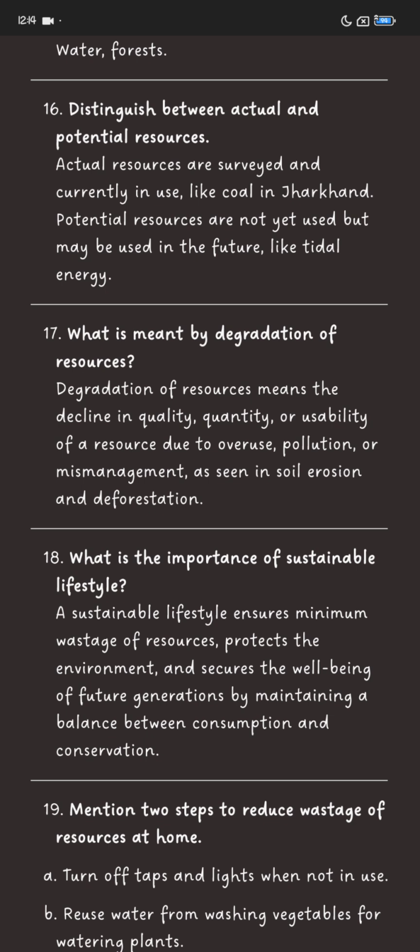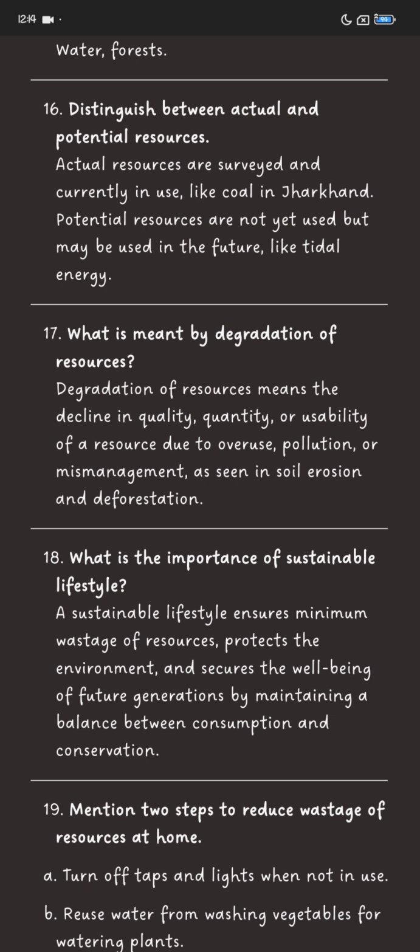What is meant by degradation of resources? Degradation of resources means the decline in quality, quantity, or usability of a resource due to overuse, pollution, or mismanagement, as seen in soil erosion and deforestation.